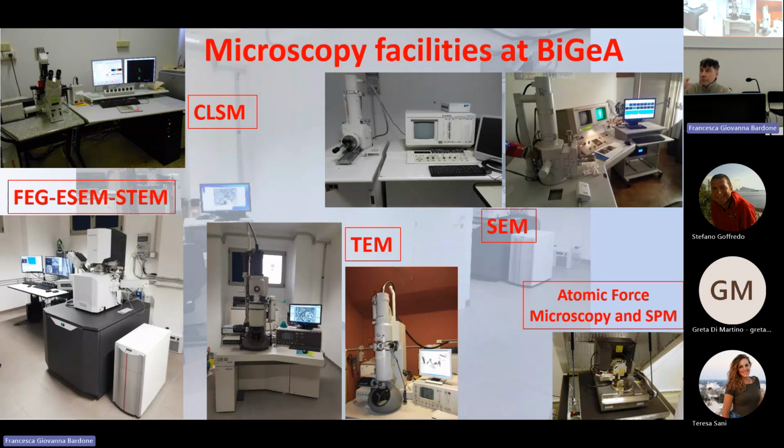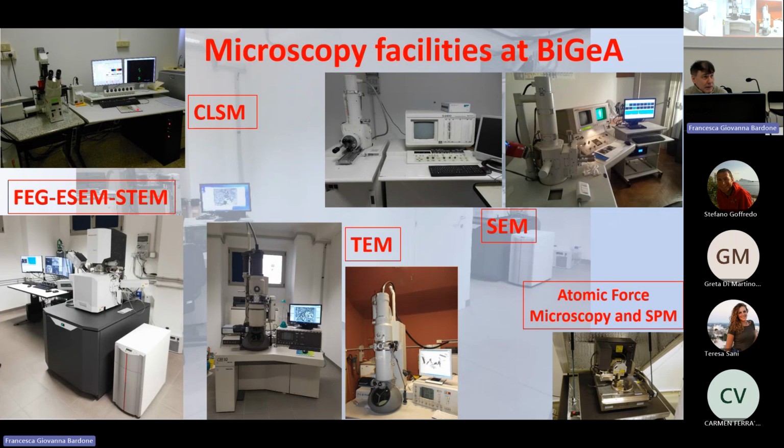These are the microscopy facilities we have at the BGEA. BGEA is our department, the biological, geological, and environmental department. And in Bologna, we have this type of facilities for electron microscopy. I will show you in detail.